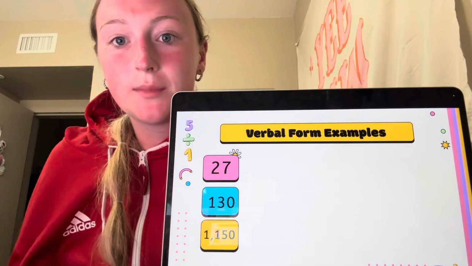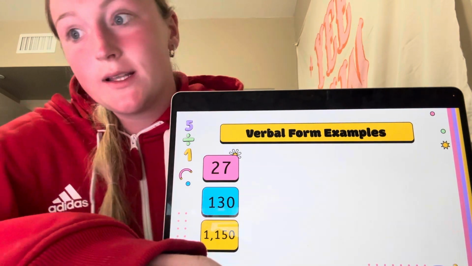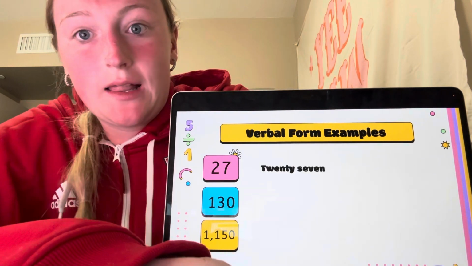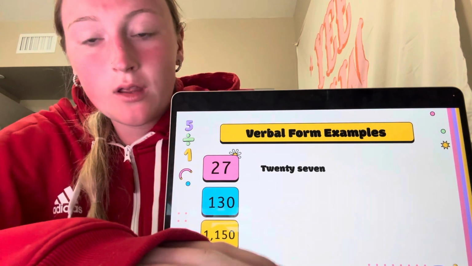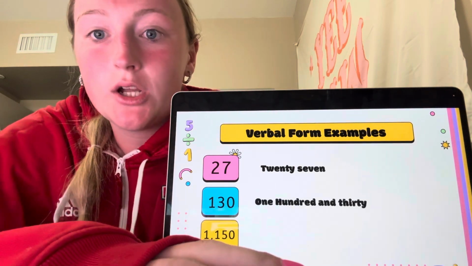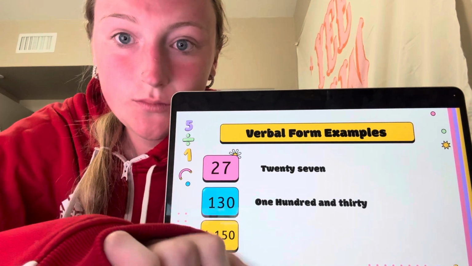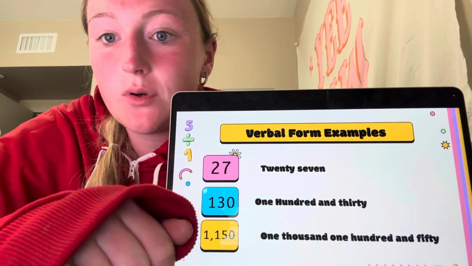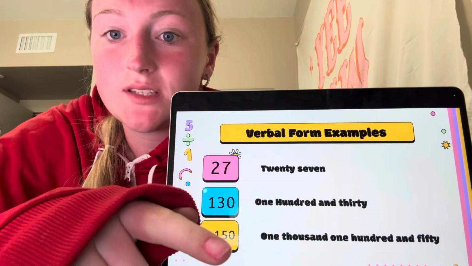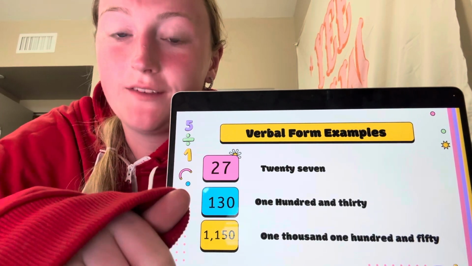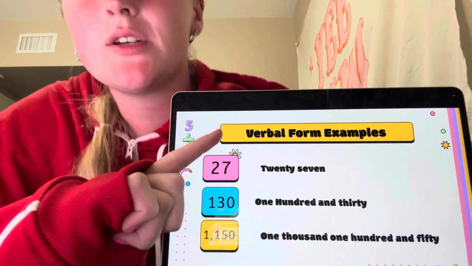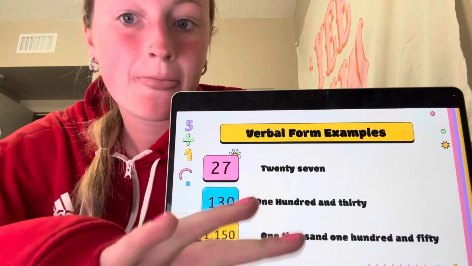So verbal form examples, for the number 27, you would spell out twenty-seven. For the example 130, you would write out one hundred thirty. And the last example, 1,150, you would spell out one thousand one hundred fifty. So for verbal form, you always just write out the number using words.